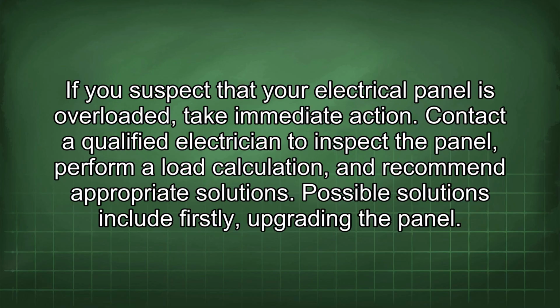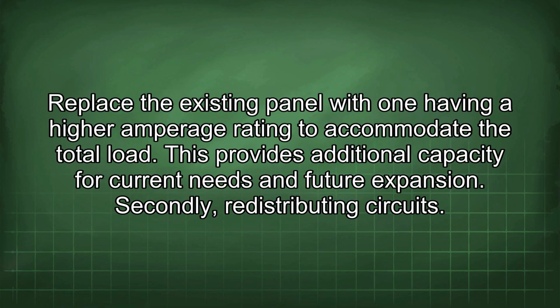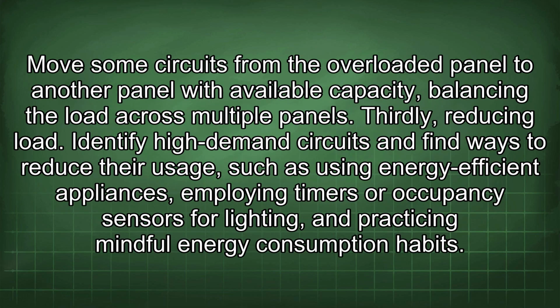Possible solutions include, firstly, upgrading the panel. Replace the existing panel with one having a higher amperage rating to accommodate the total load. This provides additional capacity for current needs and future expansion. Secondly, redistributing circuits. Move some circuits from the overloaded panel to another panel with available capacity, balancing the load across multiple panels. Thirdly, reducing load. Identify high-demand circuits and find ways to reduce their usage, such as using energy-efficient appliances, employing timers or occupancy sensors for lighting, and practicing mindful energy consumption habits.